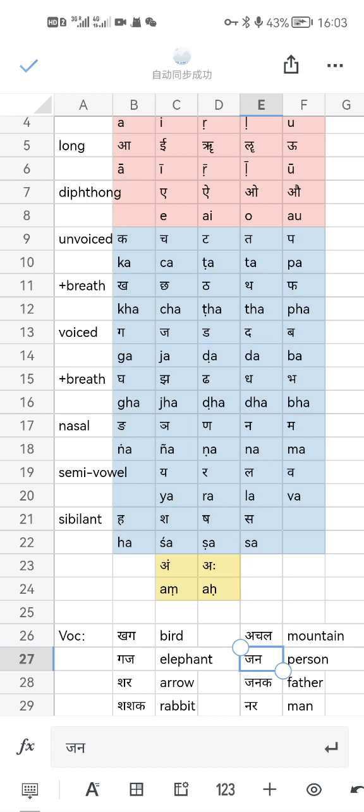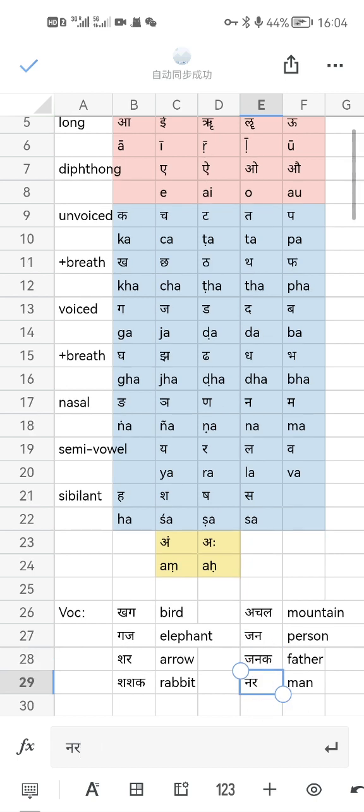So we add the affix to distinguish the difference between these words, right? Jana and janaka. Next one, nara, means man. Nara, na and ra.